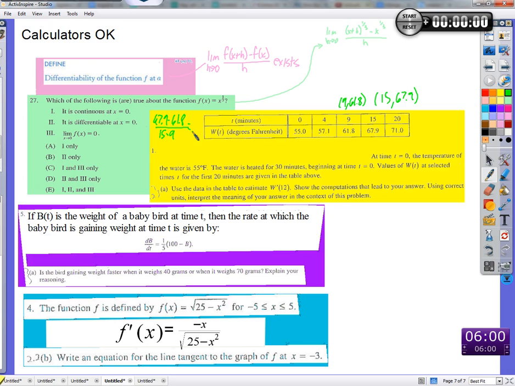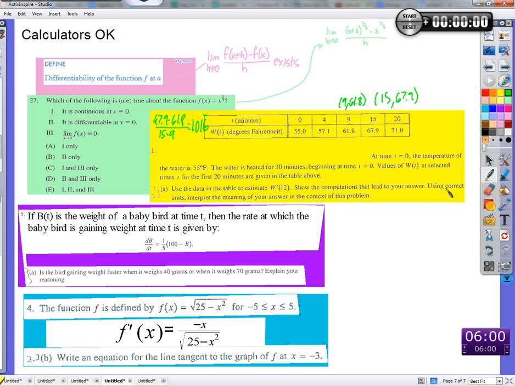6.1 over 6? Yeah. And what's that give us? 1.016. Okay. 1.016 repeating? Is that true? Yeah. Okay. We found it. We found the slope at 12, or as best we can approximate. Okay, so show the computation that led you to your answer. There they are.